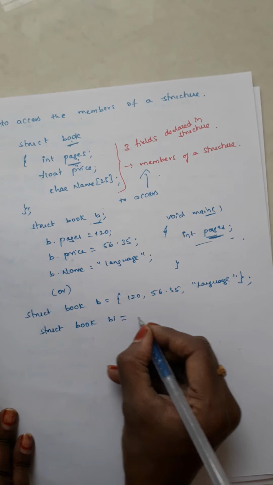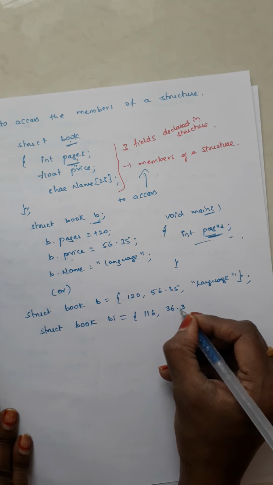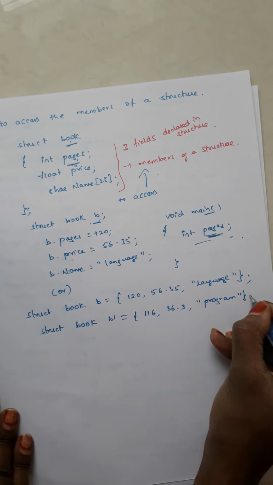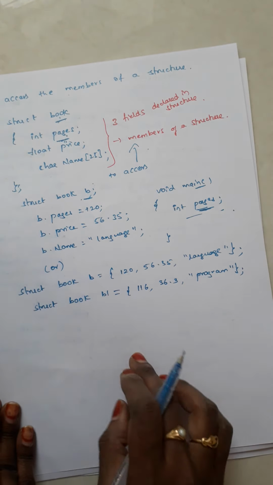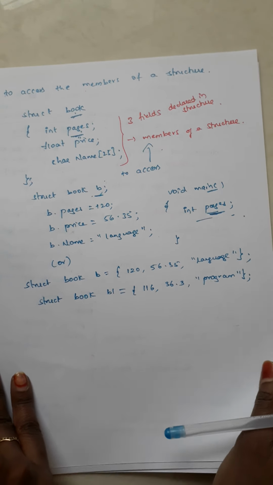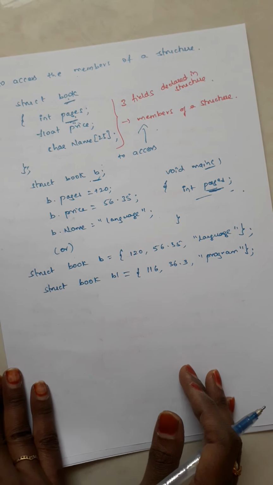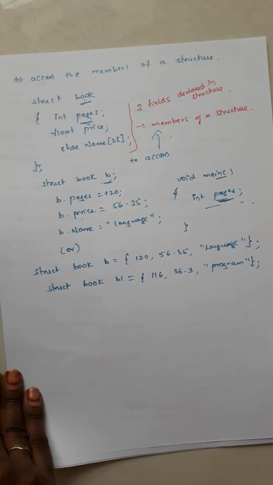Struct book b1 equals 116, 35, 36.3, and the name of the book is Program. In this manner we can declare the structure, and also access the members of a structure. These are very useful in data structures, because different types of data will be stored. The structures and the pointers also. Thank you.